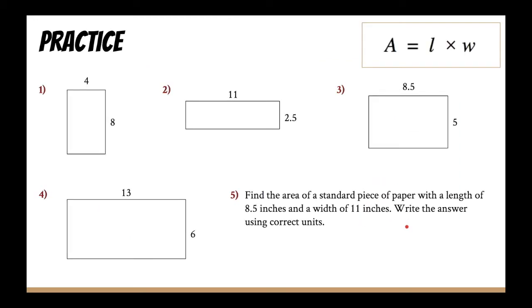Let's practice using this formula. Let's do the first problem together. As we can see from the picture, the length appears to be 4 and the width appears to be 8. If we plug these numbers into the formula, we get 4 times 8, which is equal to 32. And that's the answer. Try the next one on your own. You can pause the video for however long you need to solve the problem. The answer will be revealed in 3, 2, 1.